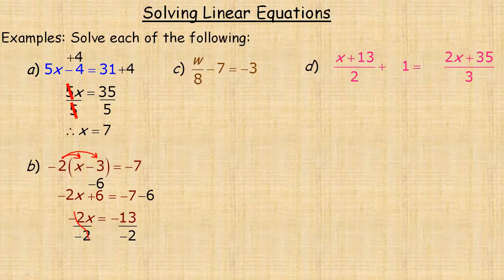Like that. See, negative 2 divided by negative 2 is 1, so they're gone. And so we're just left with x on the left, and negative 13 divided by negative 2 is 6.5. So 6.5 would be the answer for this one.